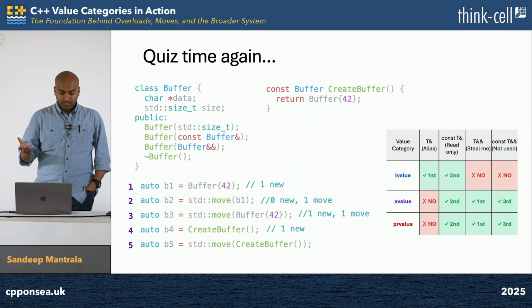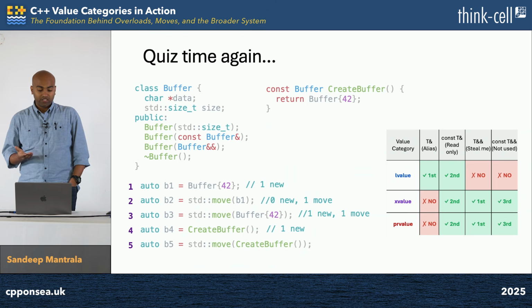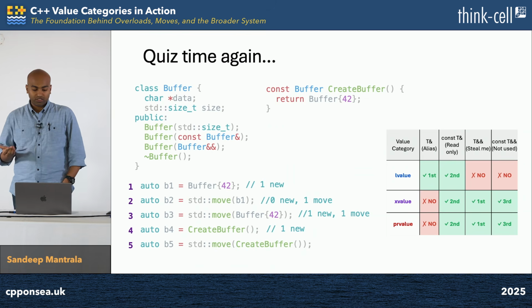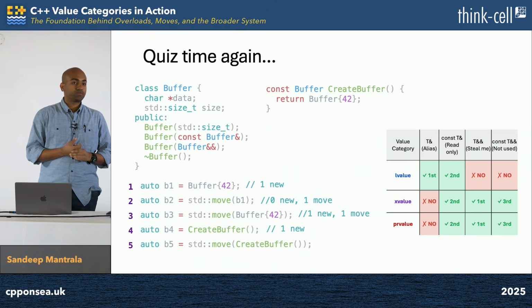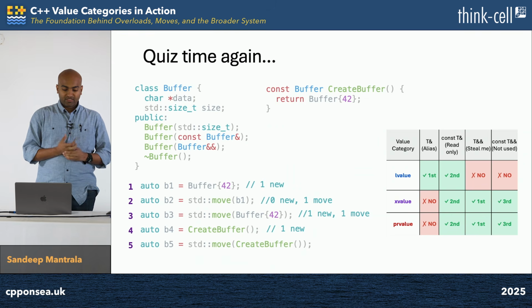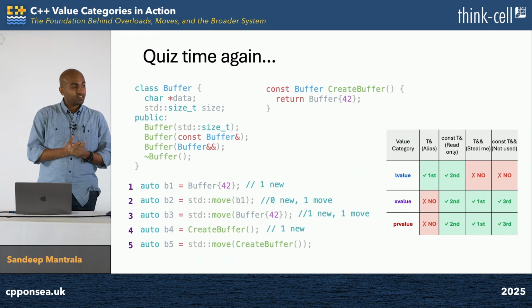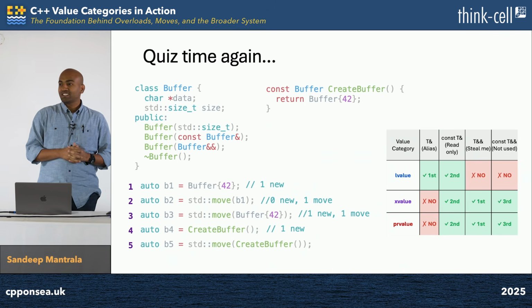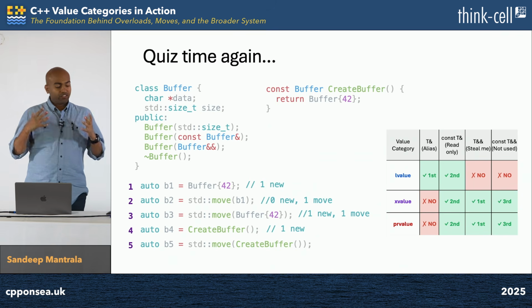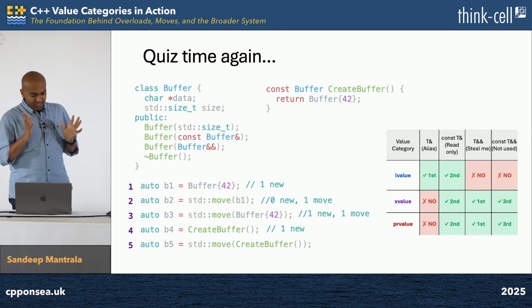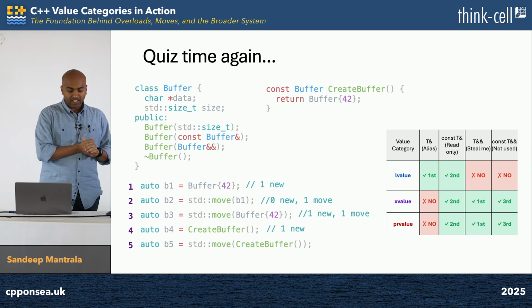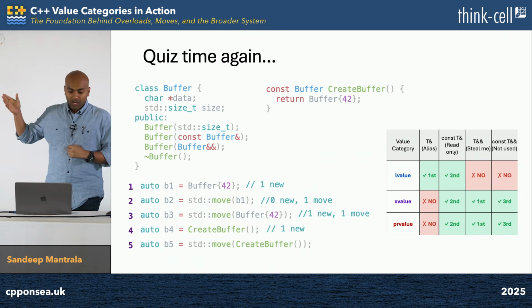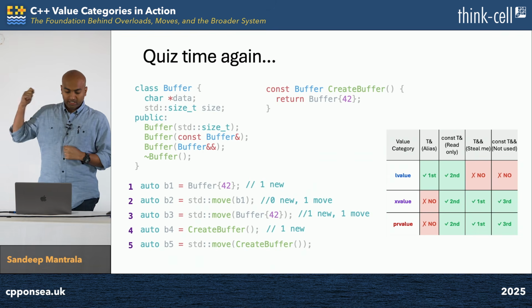So create buffer, we are returning a temporary, but it's a const temporary. And then we are trying to do a std::move on that. So what would happen in this case? No, it would run. Yeah. So, okay, with everything we have learned so far, let's try to approach this and understand what is happening here. Because we are getting a temporary.